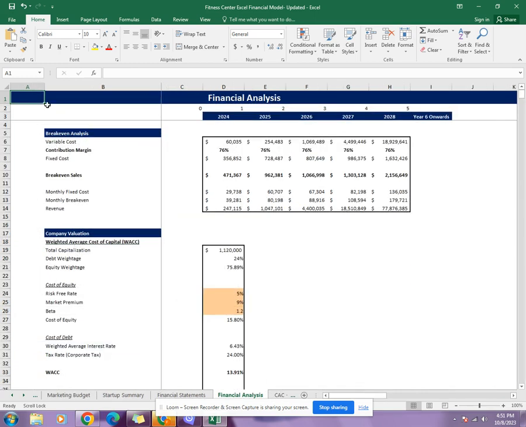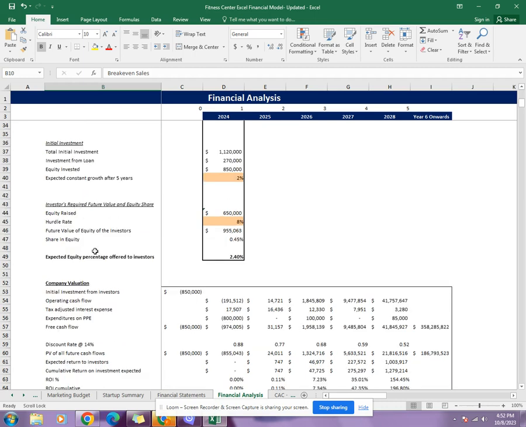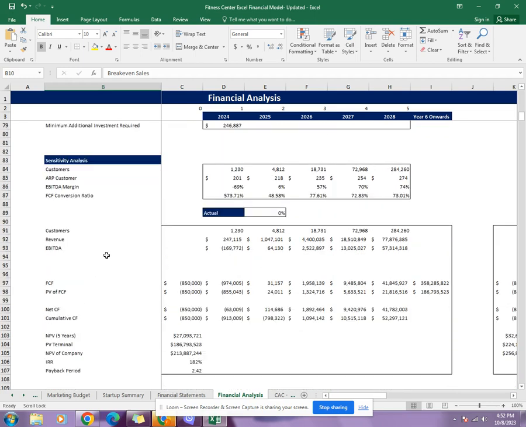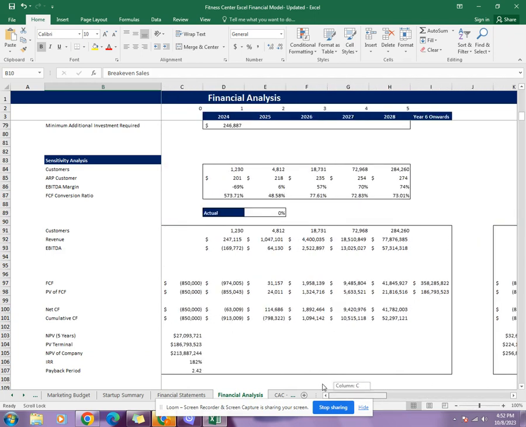Then coming towards the financial analysis. The financial analysis includes break-even analysis, which gives you the break-even sales. Then comes the company valuation, which gives you the WACC, weighted average cost of capital, as well as the expected equity percentage that can be offered to the investors. It also includes the sensitivity analysis, which gives you the payback period of the company in 3 different scenarios that are actual, optimistic, and pessimistic, as you can see over here.